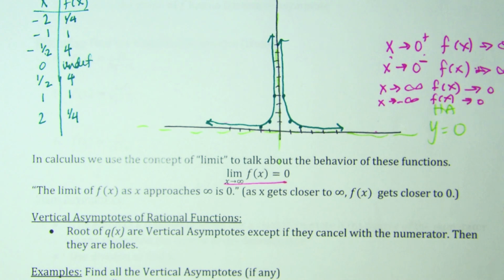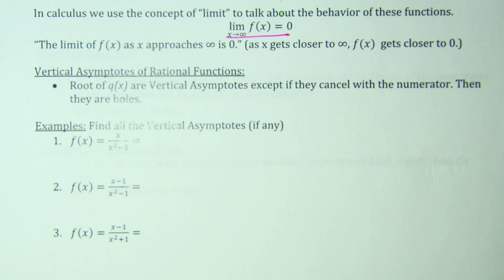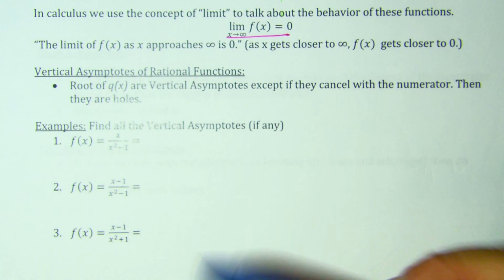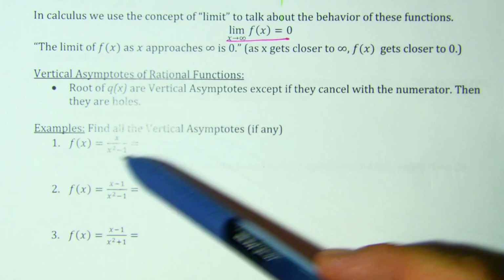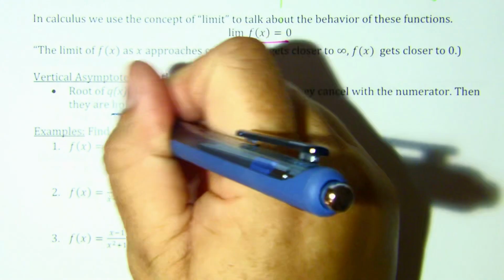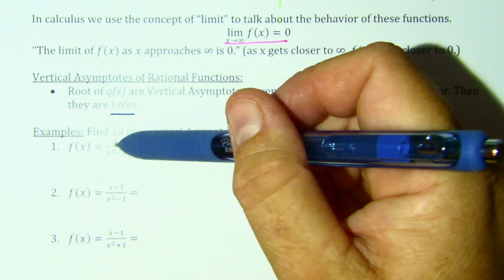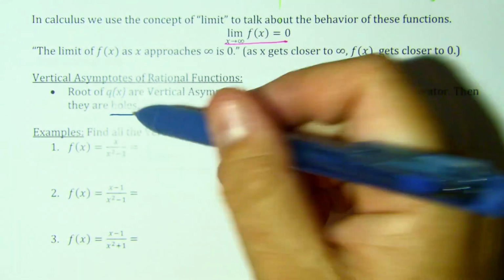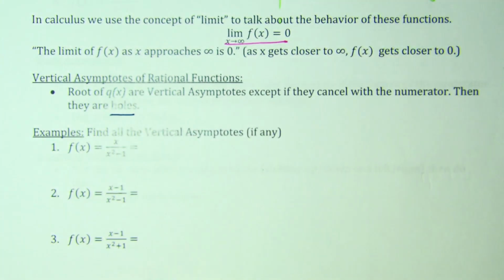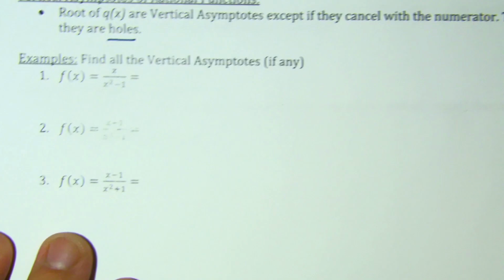Now the first thing we're going to do here is look at how to find our vertical asymptotes. So if you have a rational function and we find where the denominator equals 0, those will give us our vertical asymptotes. However, if any roots cancel with the numerator, meaning if we have a factor on the top and bottom that cancel out, those are called holes rather than vertical asymptotes. And we'll see graphically how those are different.